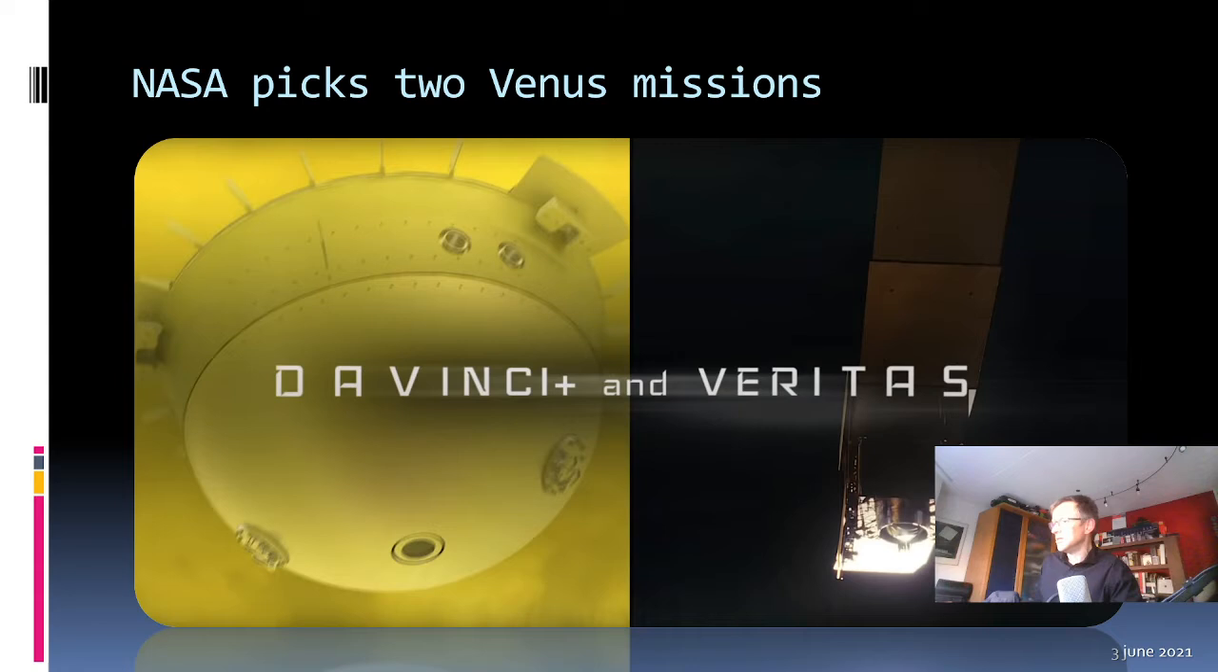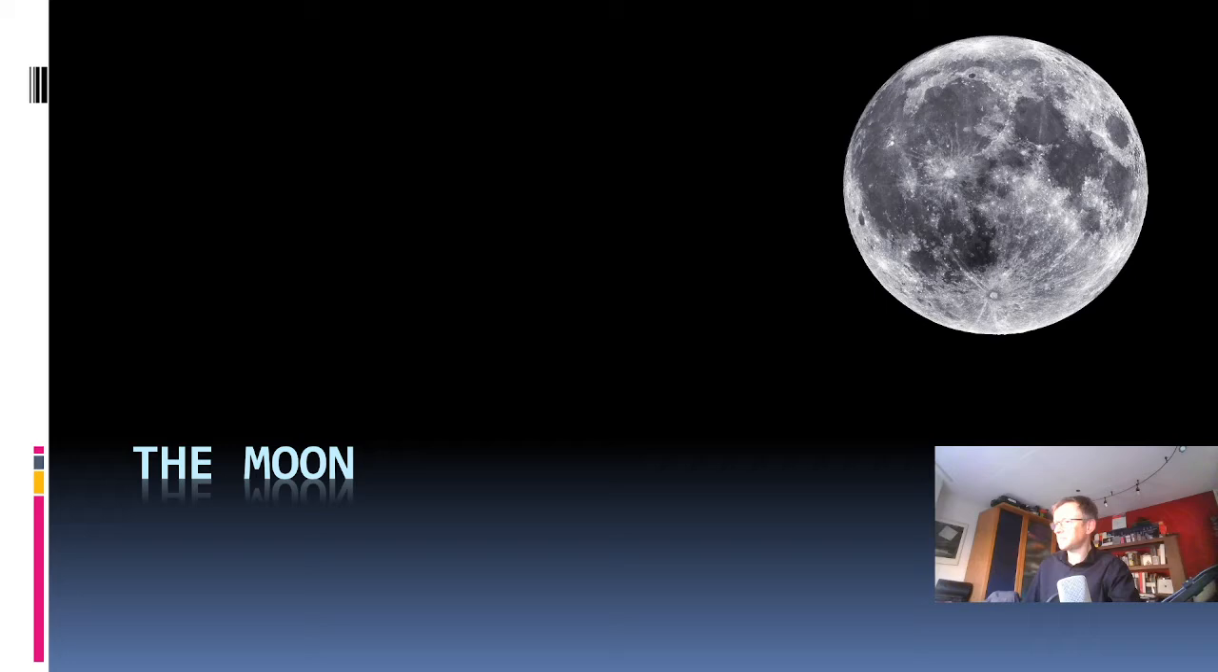The Veritas orbiter is an orbiter with a large radar instrument that will map the surface of Venus in 3D. So it will have an altimeter map and everything. So that is another thing. About two Venus missions to study all this, that's going to be very interesting. They will be launched somewhere between 2028 and 2030.